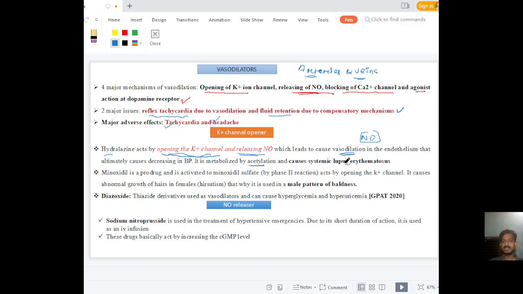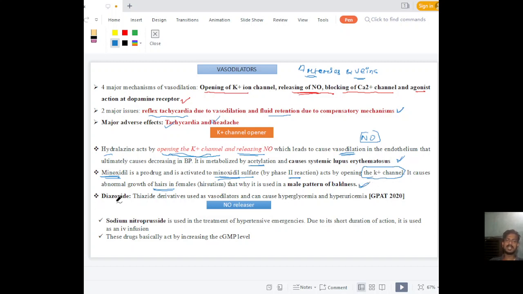That's why a major side effect associated with this is systemic lupus erythematosus. Minoxidil is a prodrug. It is converted to the active metabolite minoxidil sulfate, which is basically converted by phase 2 metabolism. It basically acts by opening of potassium channels. It causes abnormal hair growth in females. That's why it is used to treat male pattern baldness.